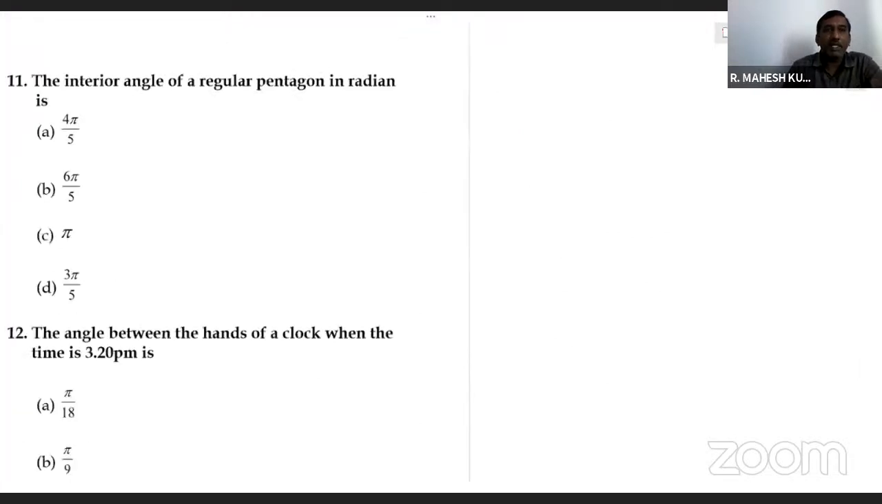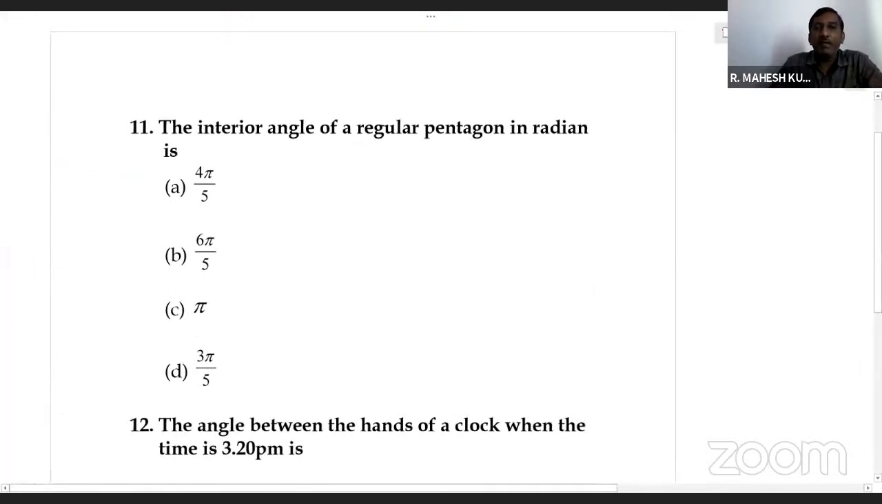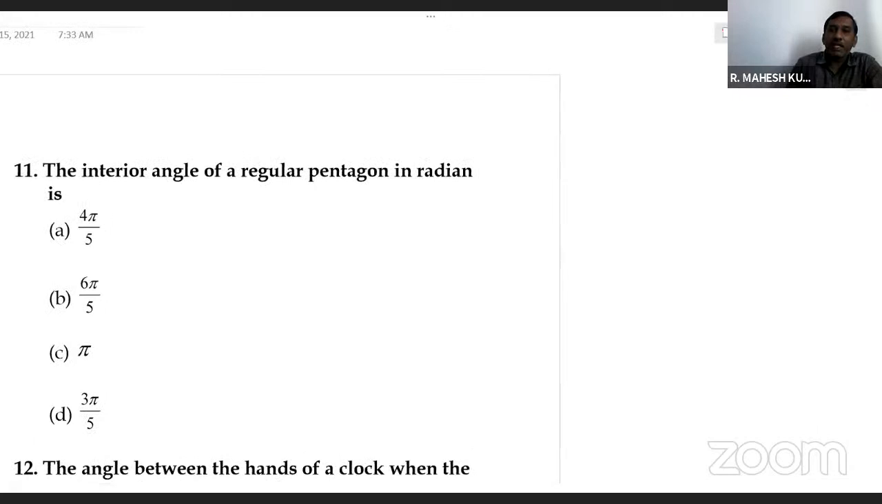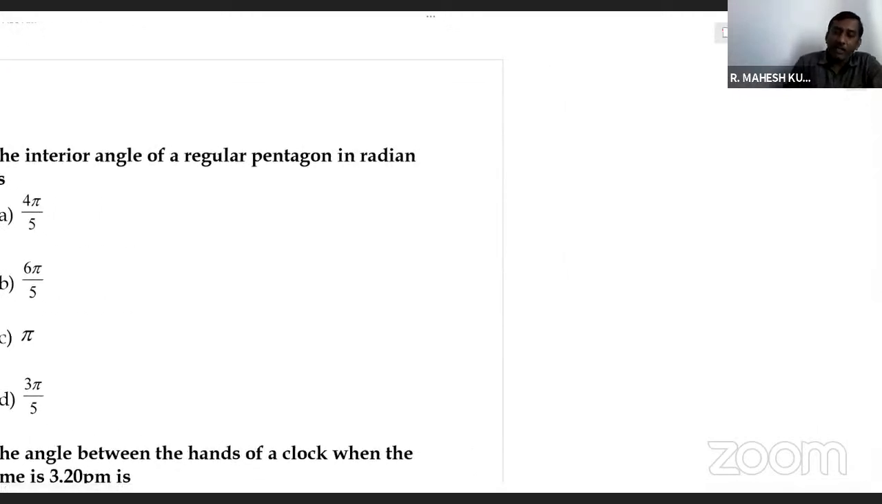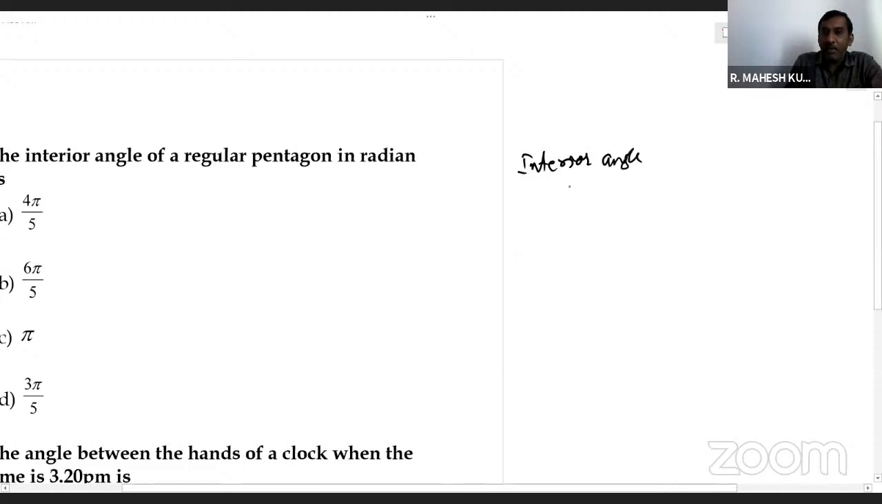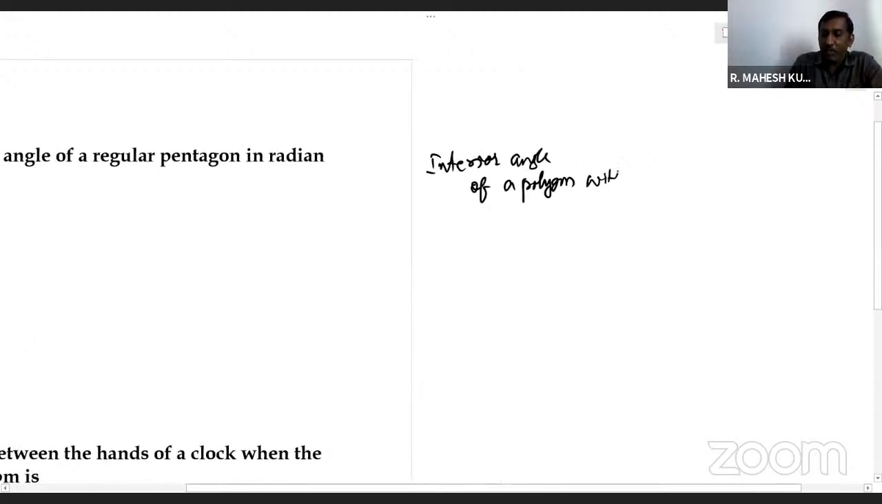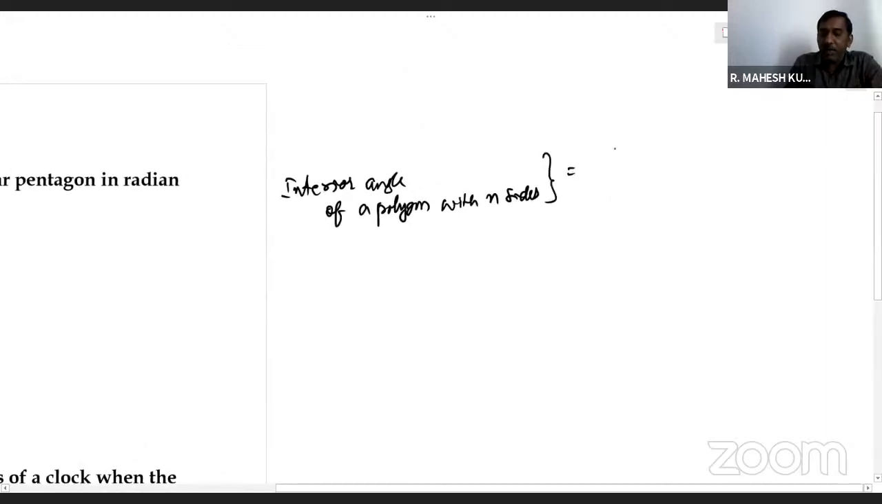Next, look at the 11th question. The interior angle of a regular pentagon in radian is, right. So for this you have to remember a standard formula here. So you should remember this standard formula. Interior angle of a polygon with n sides, or n vertices, it is given by the formula n minus 2 into 180 degrees divided by n.